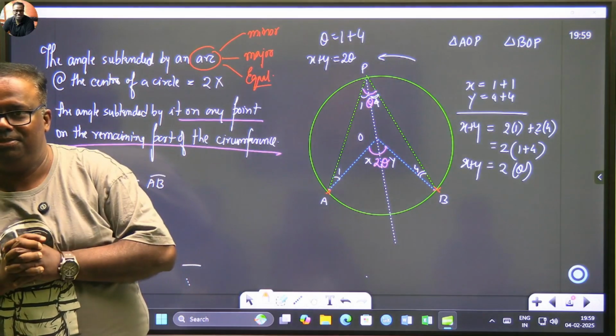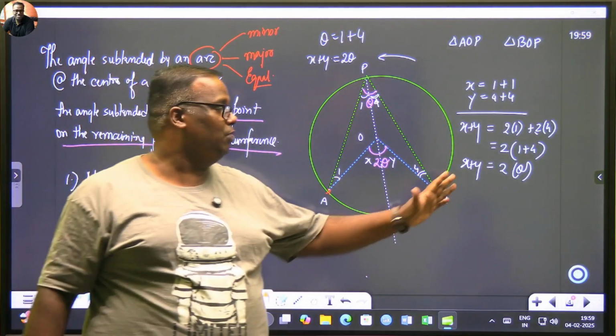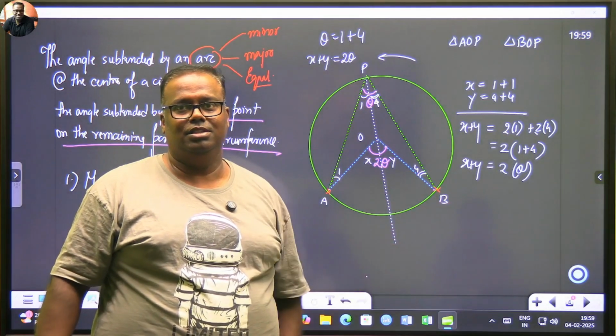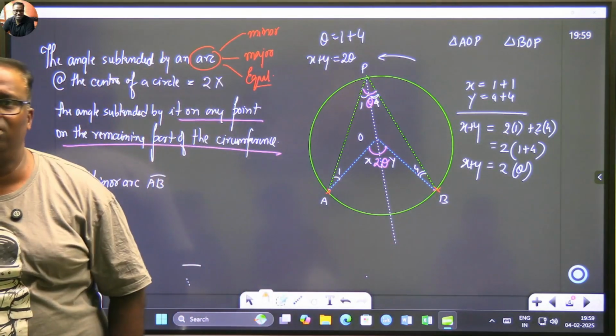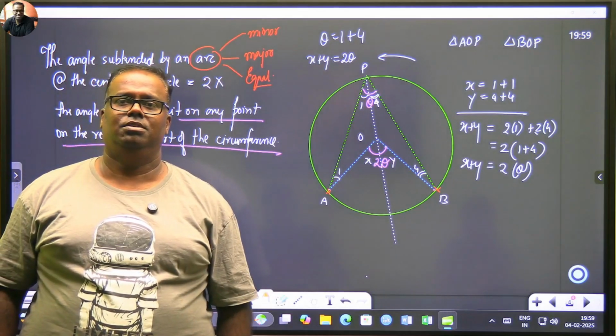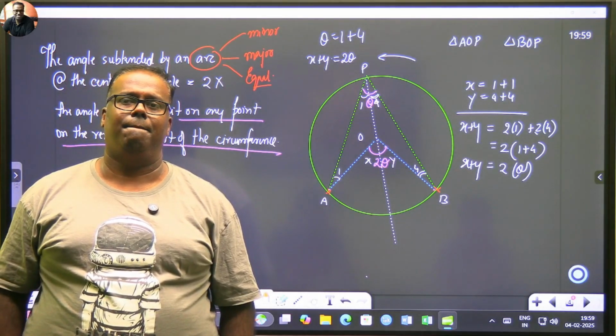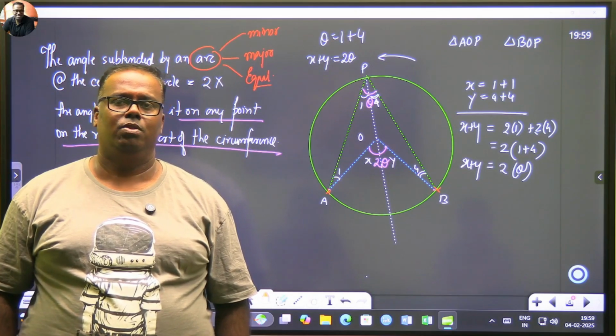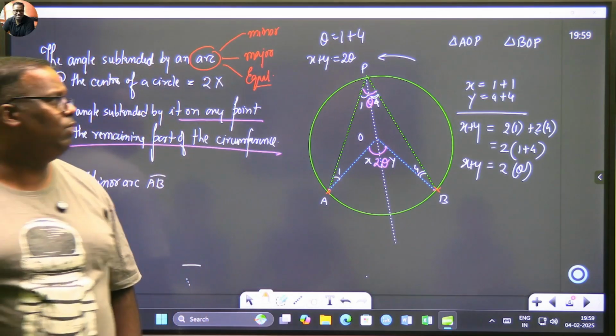Are we clear? Ashmita, are we clear? If not, tell me, I'll explain again. I'll not proceed further. Sir, I didn't understand how 1 and 4 are equal. If I want 1 and 4 to be not equal, why will 1 and 4 be equal?